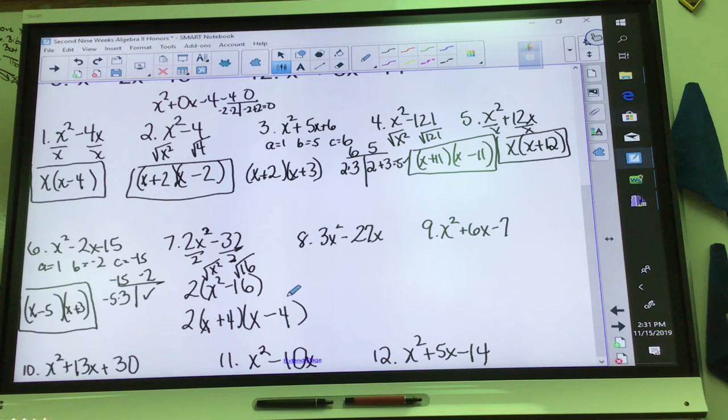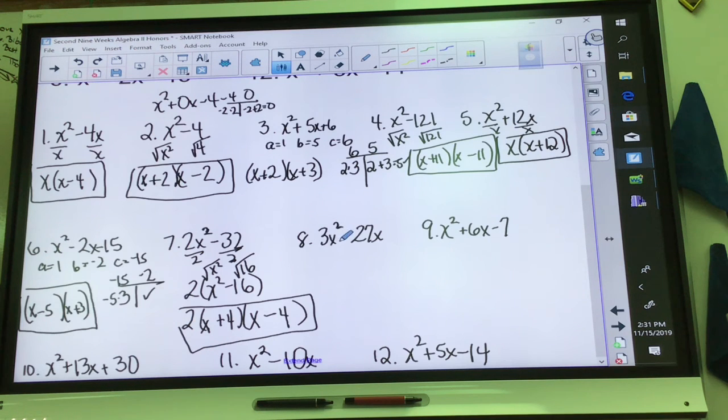Then, I do encourage students to check again for difference of squares. And this is a sum, so I know that's finished. But is this a difference of 2 perfect squares? It's a difference, and I do have 1 perfect square, but is this a perfect square? No. So this is my final answer to number 7.